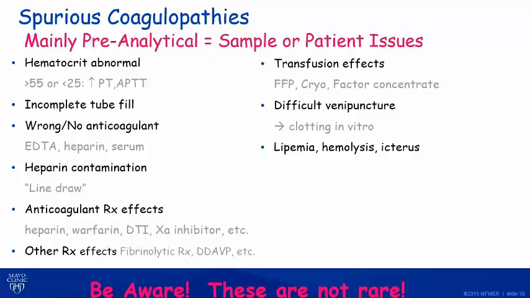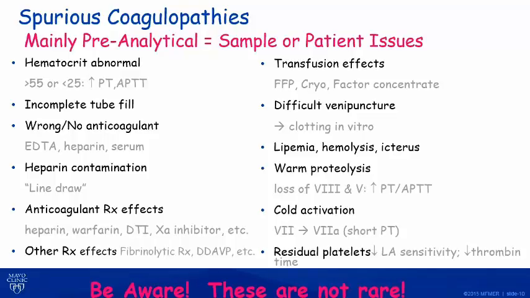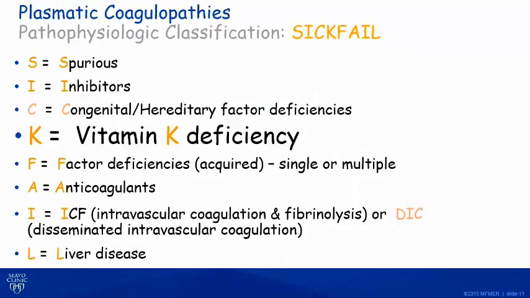Could be transfusion, a difficult sample collection, difficulty analyzing the sample because of hemolysis, and so forth. So lots of things can go wrong with the sample and give you an abnormal result, and we'll have some examples of cases in this presentation.